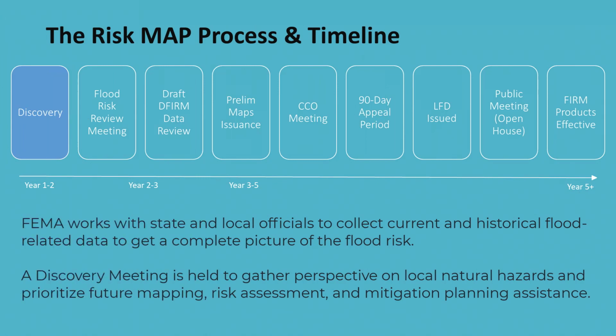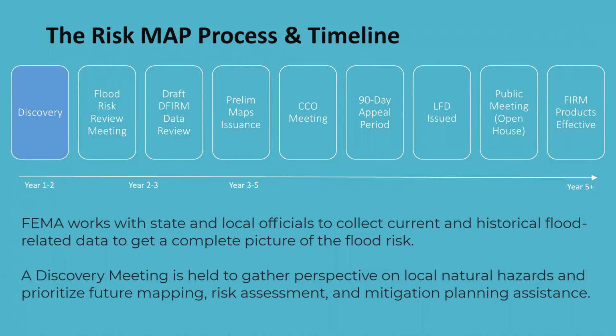The first step in a Risk Map project is called the discovery process. During discovery projects, FEMA and their project team collect current and historical flood-related data and then meet with state and local officials and others to review the data to get a complete picture of the area's flood risk. This information helps determine whether a flood mapping project is actually needed, and if so, what the scope of the project will be. For example, which streams or rivers will need a new or updated engineering analysis performed to more accurately show the current flood risk from nearby flooding.